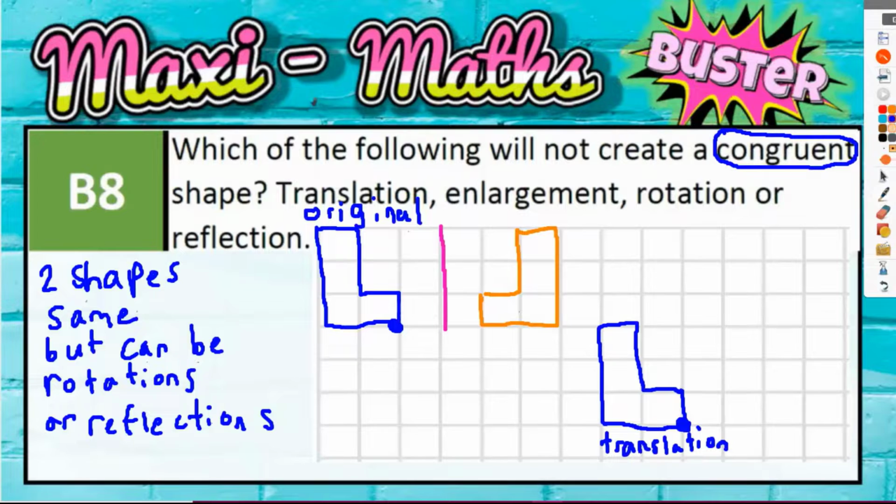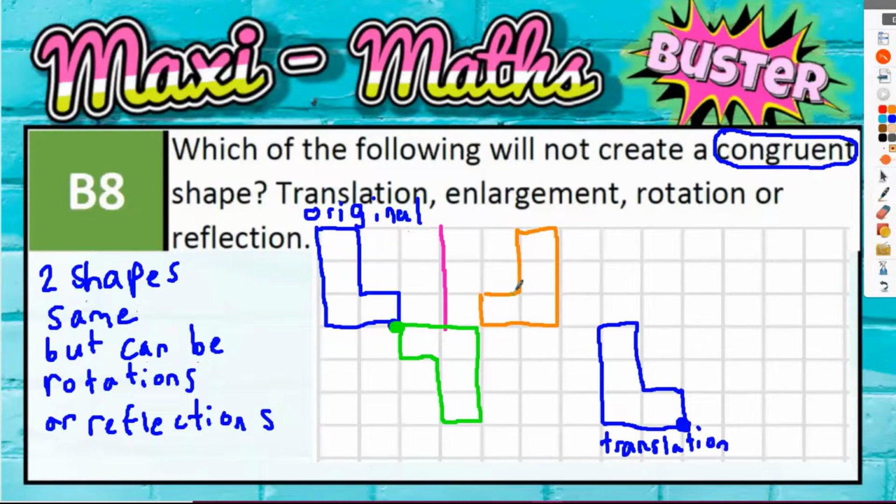A rotation is when we rotate the shape around. So if I was to trace this blue shape and then with green, put my pen on the dot there and rotate the shape around 180 degrees, the shape then ends up upside down. But it's still the same shape, it's just upside down. Okay, it's the same as the orange one, it's still the same shape as the blue one, just flipped over.